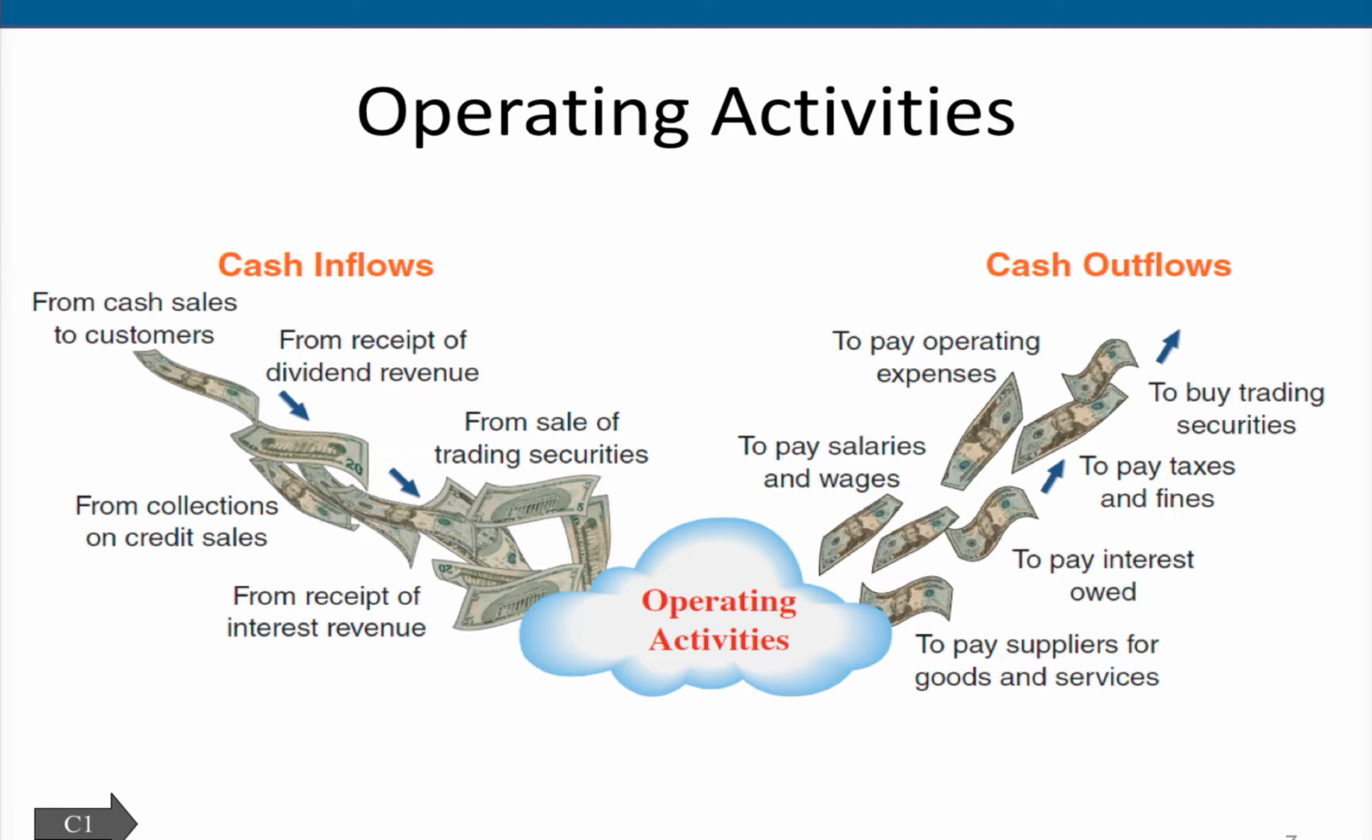Again, this is pretty self-explanatory, but basically inflows and outflows of cash in the operating activities section deal with the receipt and spending of money related to whatever it is you do as a business. Okay, so any operating expenses that you have, and then even things that are only kind of tangentially related to your business, like having to pay taxes and fines.